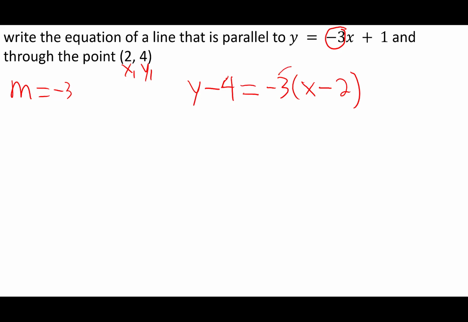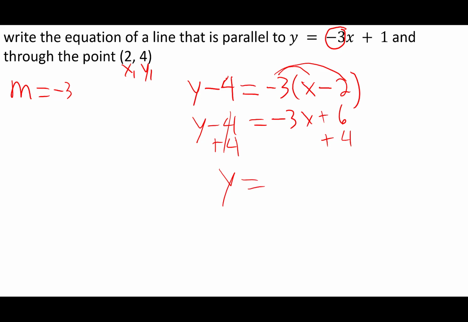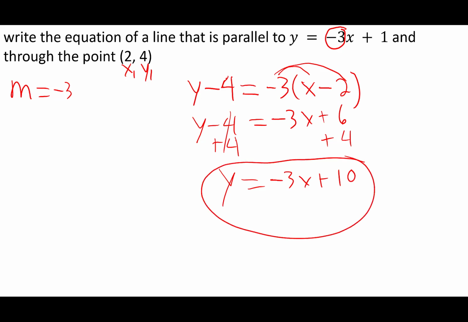So I'm going to start by distributing the 3. So we get y minus 4 is equal to, well, negative 3 times x is negative 3x. Negative 3 times 2 is a positive 6. Now I can add my 4 to both sides, so it cancels out on the left. So I get y is equal to negative 3x plus 10. And that's all there is to it.